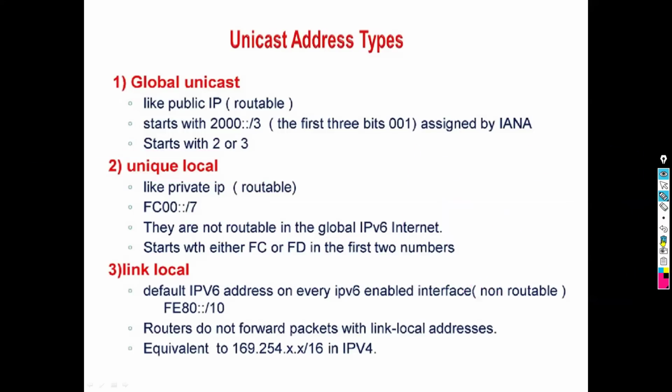What is link local? Link local is just like APIPA, automatic private IP addressing, right? In IP version 4, the APIPA range is 169.254. In IP version 6, if you get an IP address starting with FE8, this is called link local, and this is like APIPA. You can verify it right now.